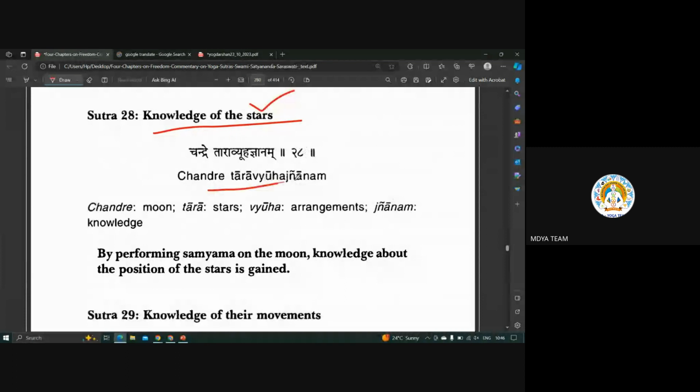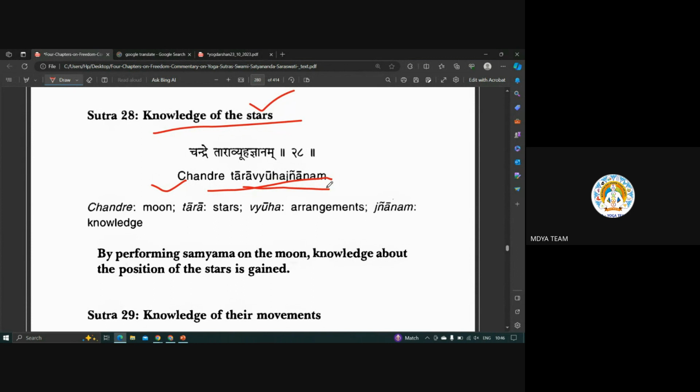Chandre Tara Vyuha Jnanam. If a yogi focuses on the moon, then he will get all the knowledge of how the stars are moving.